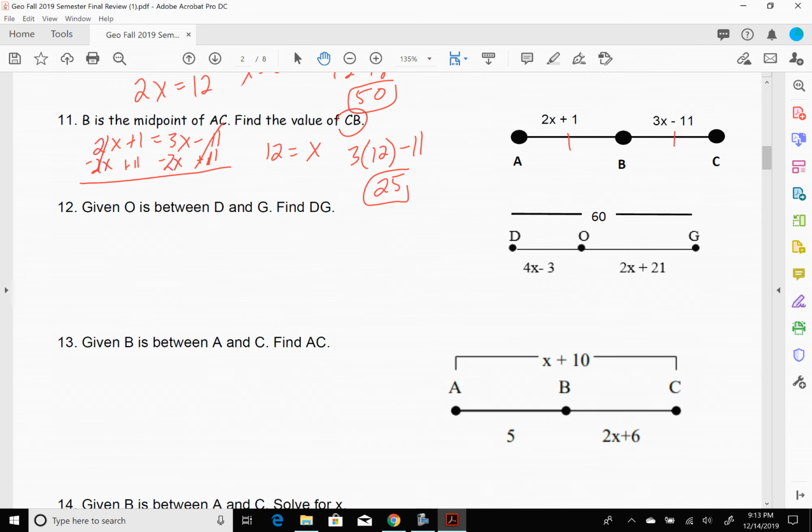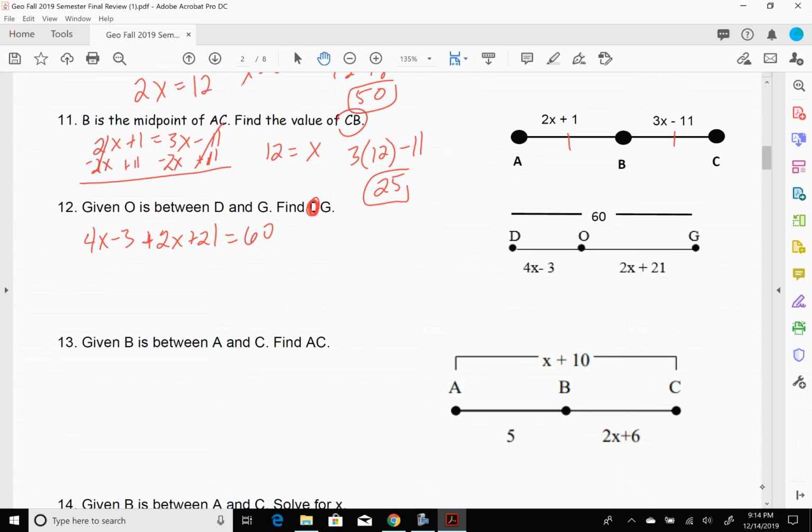Okay. It says O is between D and G. Find the length of DG. I think this should be OG. Okay. So they tell us from D to G it's 60. And then we know this part is 4x minus 3. The other part is 2x plus 21. So 4x minus 3 plus 2x plus 21 is equal to 60.